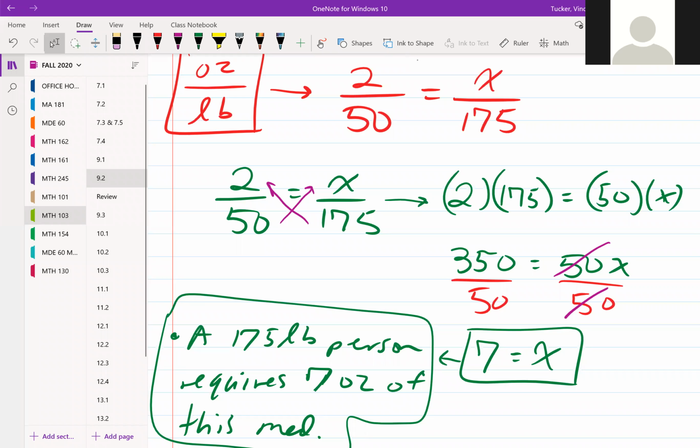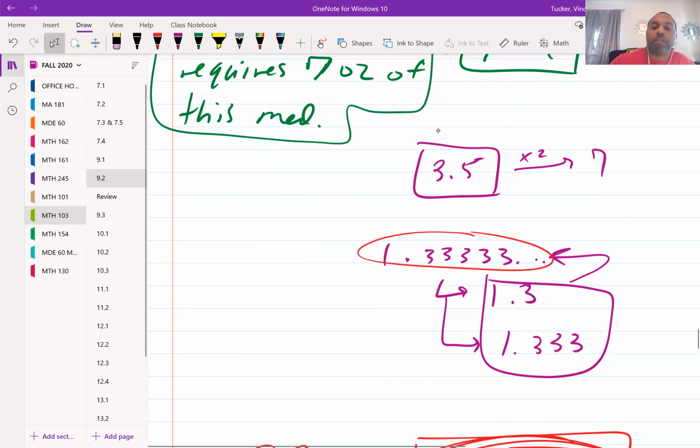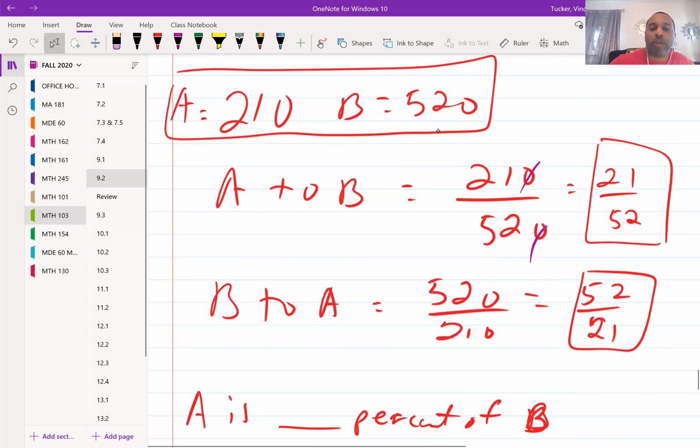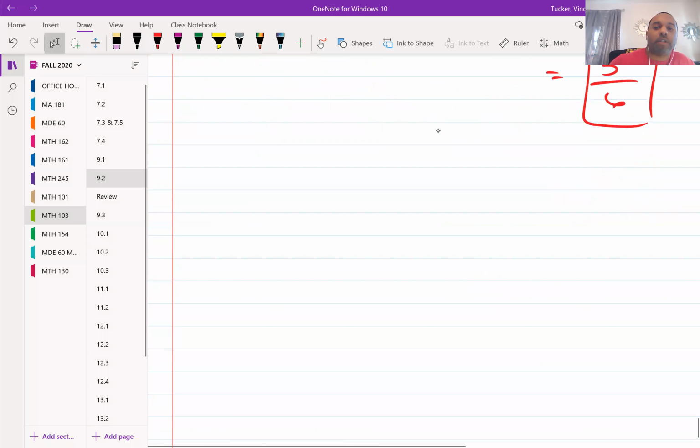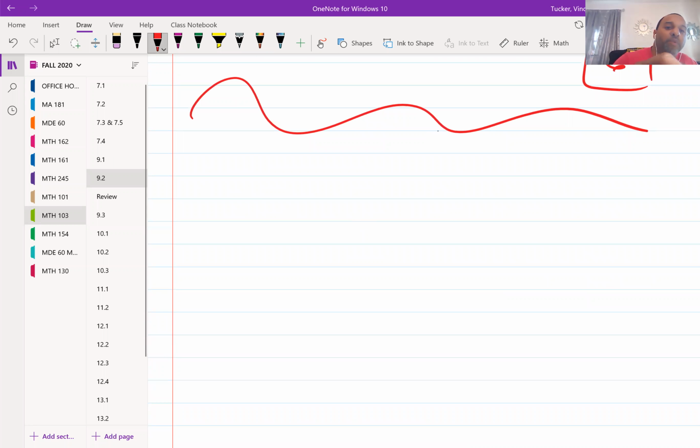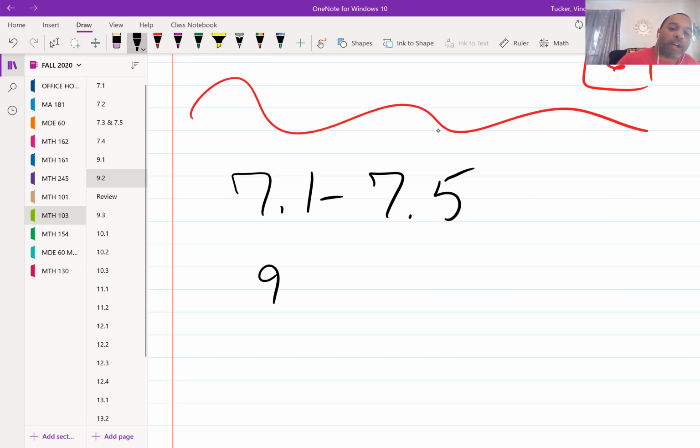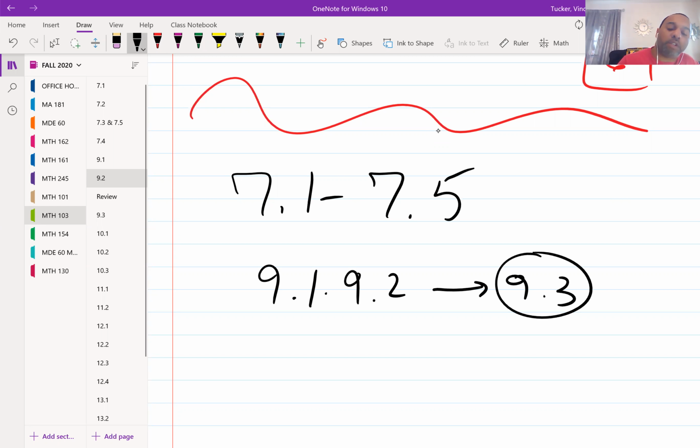And just one more time, which homeworks was it that we have to do? Oh, at this point, I got a whole bunch of scratch stuff down here. All right. At this point, we've covered 7.1 through 7.5. And we've done 9.1 and we just did 9.2 today. So next class we'll do 9.3. And that's pretty much it for chapter 9 as far as new sections.